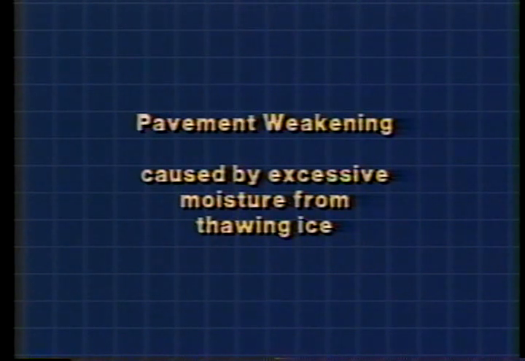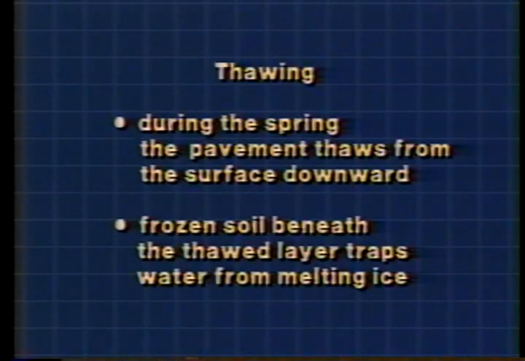A second spring-related pavement problem is weakening of the pavement structure. This can be caused by excessive moisture from thawing ice or water infiltration from the surface when temperatures reach a thawing point. Thawing can proceed from the top down or from the bottom up, depending on the pavement surface temperature. During a sudden spring thaw, melting will occur mostly from the surface downward.